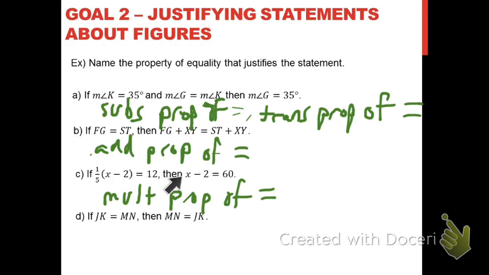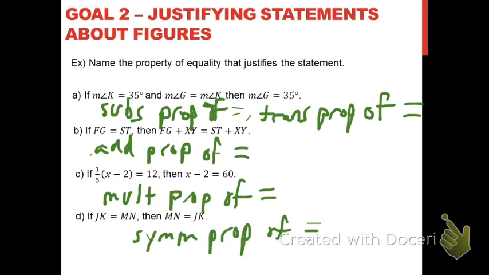That's how you get from this first equation to the second equation. Multiply both sides by 5. There you go. That's the multiplication property of equality. And then finally, in part D, if the distance from J to K equals the distance from M to N, then M to N is equal to J to K based on the symmetric property of equality.